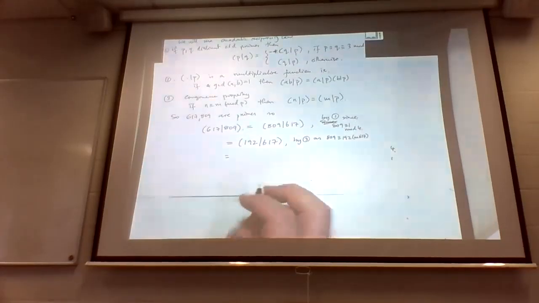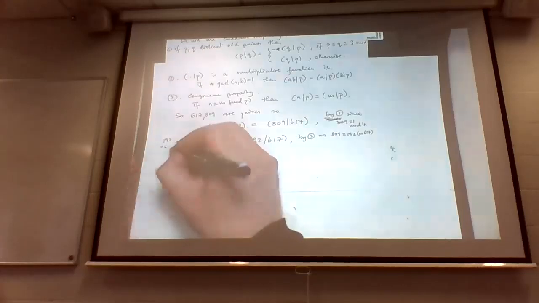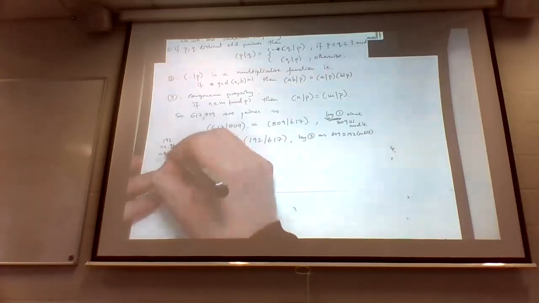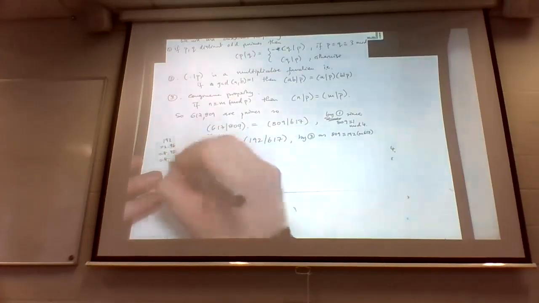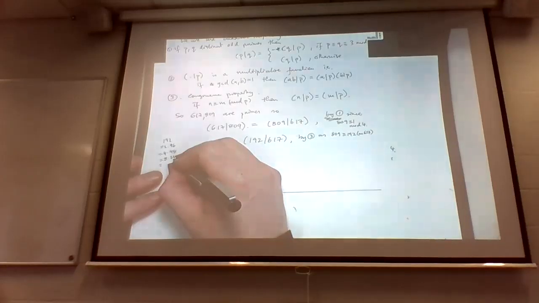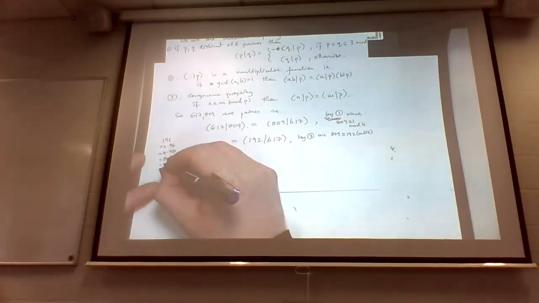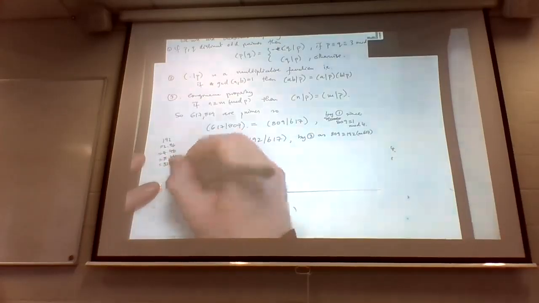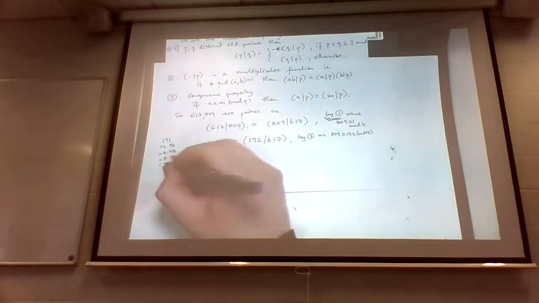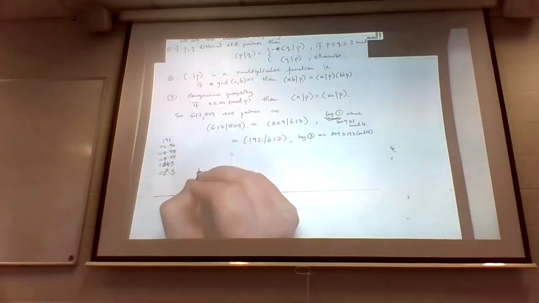192 is a composite number, so we'd like to factorize it. It factorizes as 2 times 96, so that's 4 times 48, 8 times 24, 16 times 12. Take some more 2s out: 32 times 6, 64 times 3. It's 2 to the 6 times 3.